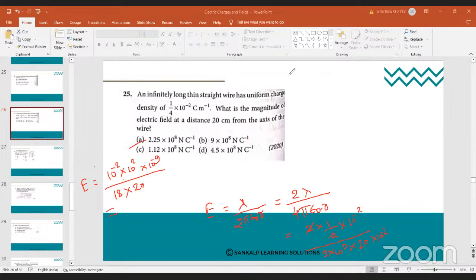Is anybody getting the answer A? Meghna, Dipti, Spandana, you are saying option A. Some are saying option D. So check. You should get the answer A. Okay, if you are getting it, then it is good. Those who are not getting it, calculate and check later.